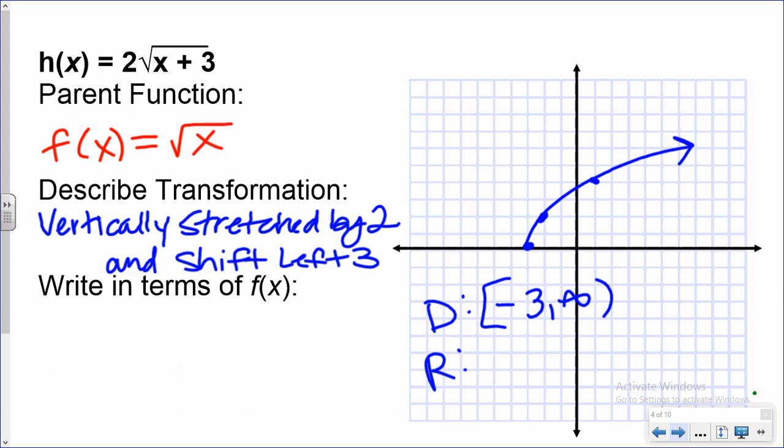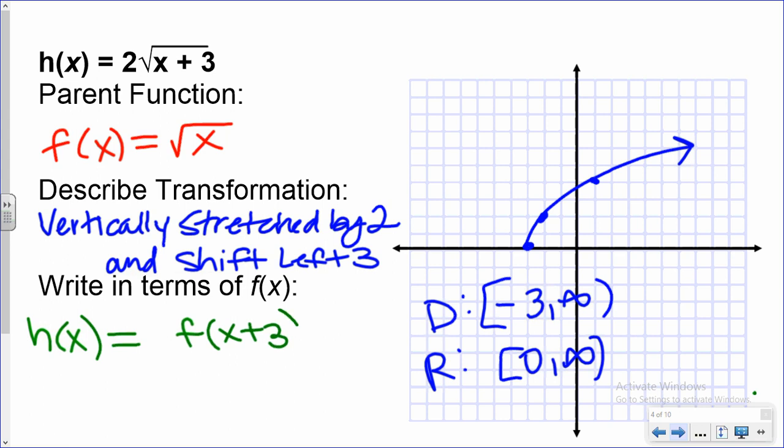Range. Bracket 0 to infinity. Good. And then when we write in terms of f of x, remember, whatever is inside the actual function, that's what's going to go inside the function notation. So x plus 3 needs to go inside the function notation, and 2 goes on the outside.